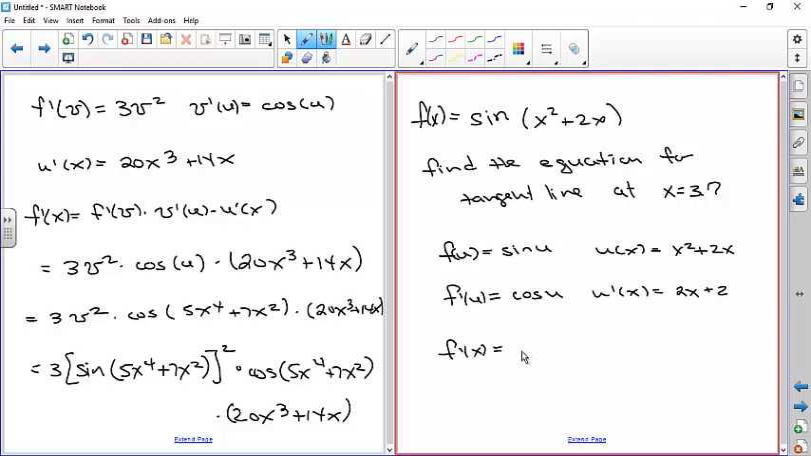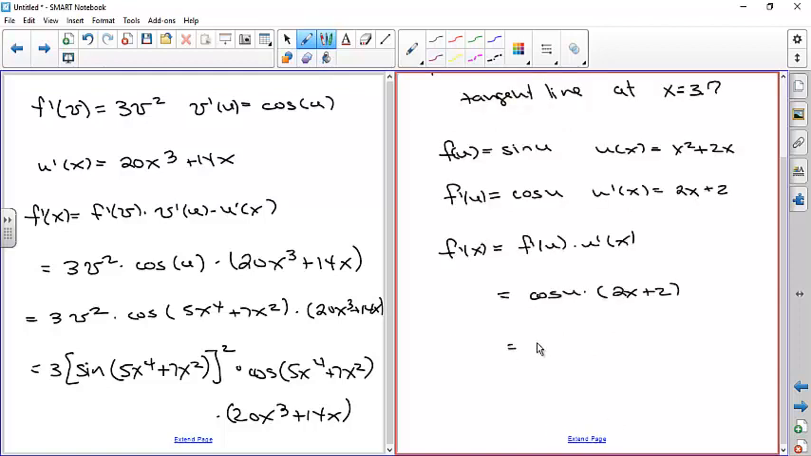Okay, so f prime of x would be f prime of u times u prime of x. So we get f prime of u is the cosine of u times u prime of x, which is 2x plus 2. And then you plug u back in. So you'll get the cosine of x squared plus 2x times 2x plus 2. Or put the algebraic part first. Put parentheses here so that I know. If I don't, I would think I'm multiplying cosine of this times 2x plus 2 at the end.